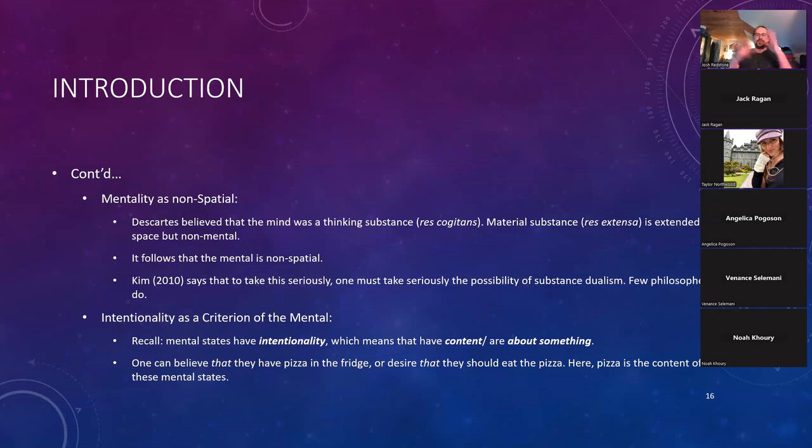And these can interact too. We'll get into this more when we talk about mental causation and folk psychology, but maybe I believe that I have pizza in the fridge and I also believe that I'm hungry. I have a desire to satisfy my hunger. So I go to get the pizza from the fridge and I eat it. The pizza is the content, right? It's what my beliefs and desires are about.